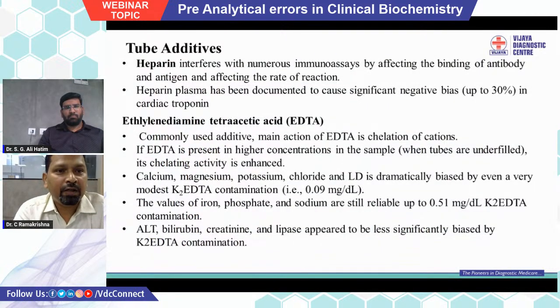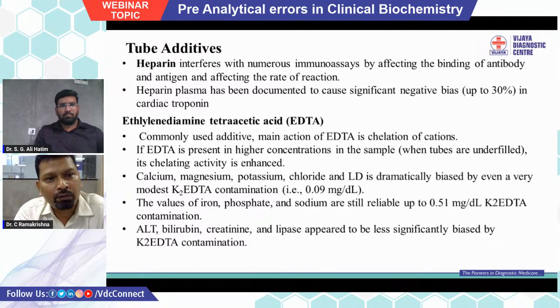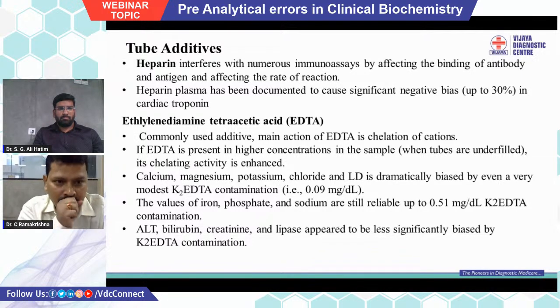Next, coming to tube additives. First of all, heparin. Heparin interferes with numerous immunoassays by affecting the binding of antibody and antigen and affecting the rate of reaction. Heparin plasma has been documented to cause significant negative bias in cardiac troponin.